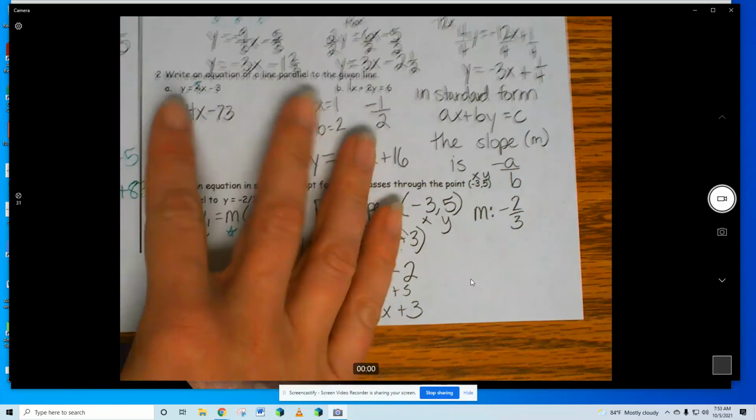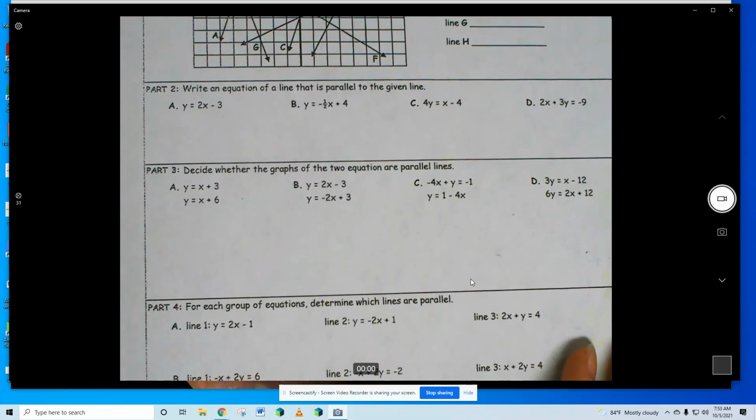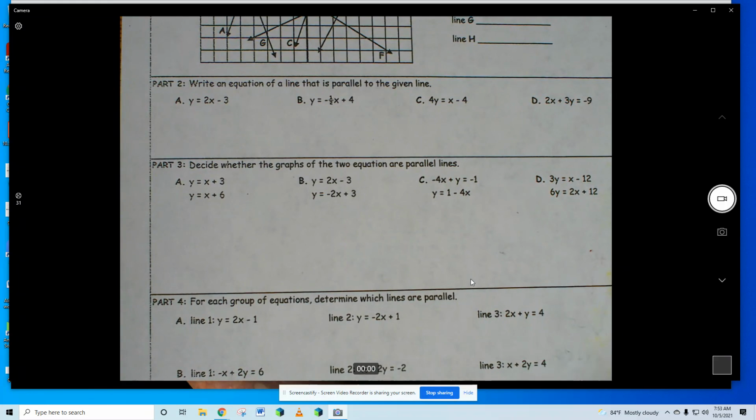All right, your assignment is on the back. You actually do need to do all 4 parts. Great job today.